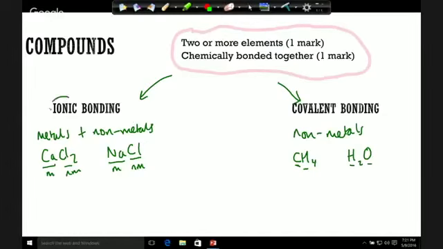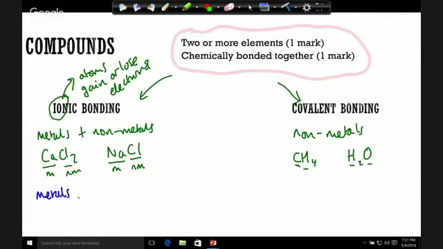So ion, the clue is in the name. Ionic bonding is all to do with ions, okay? And these are formed when atoms gain or lose electrons. And for your exam, you need to remember that metal atoms lose electrons and become positive.